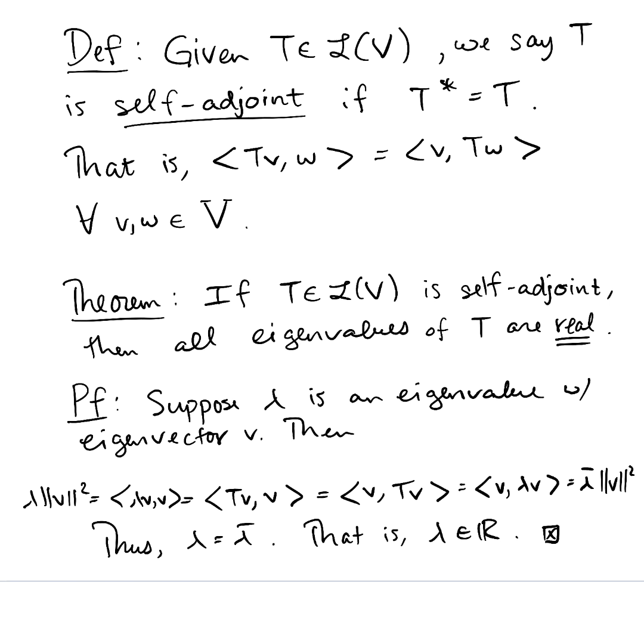Okay, so we're going to start exploring self-adjoint operators, and we're going to try to classify them. We're going to see, all right, what are the operators that are self-adjoint? What are they really, and what can we say about them?